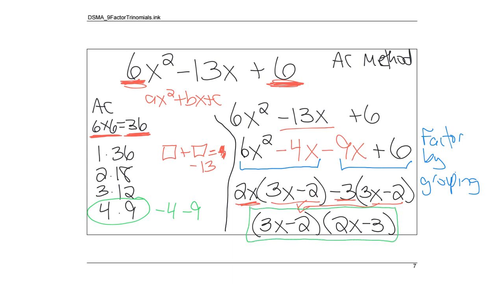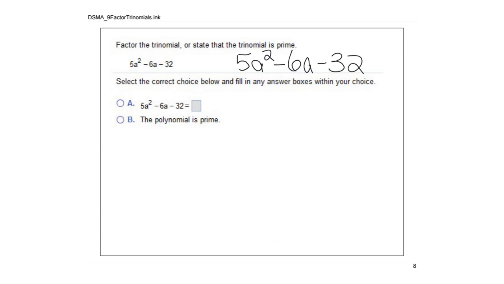Okay, let's try another one. All right, little bigger numbers. So of course, the first thing we're going to do is see if we can pull a greatest common factor out there, but we can't. We have 5, 6, and 32. So they're not all even. There is no number that's going to come out of all 3 of those except 1. So we're stuck with those.